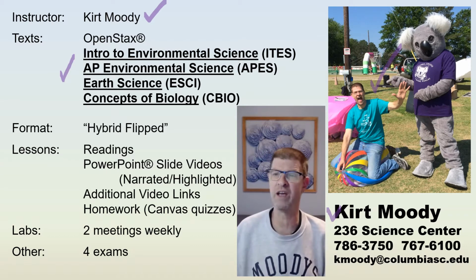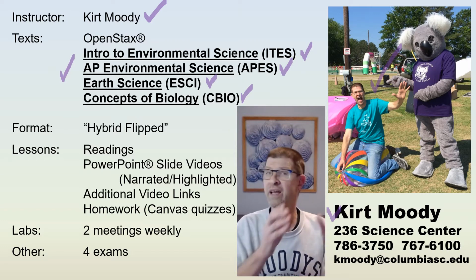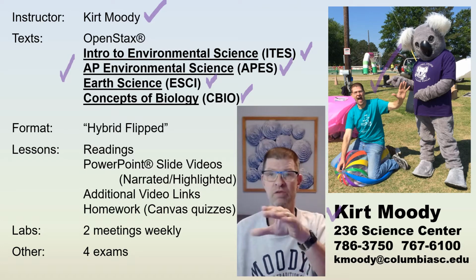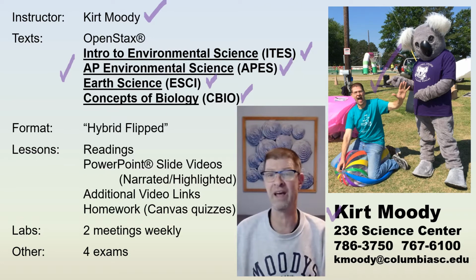I have some abbreviations here. ITES is Introduction to Environmental Science. APES is AP Environmental Science. ESCI is Earth Science, and CBIO is Concepts of Biology. When I give the readings at the beginning of each one of these little presentations, I'll be using those abbreviations to let you know. And again, these texts are all available in the course shell.